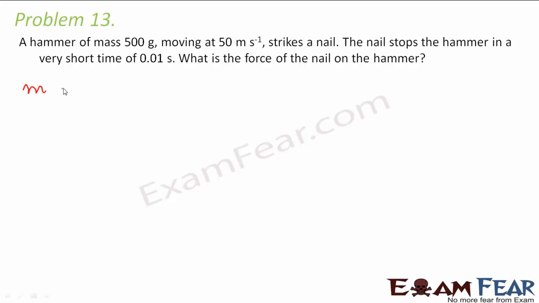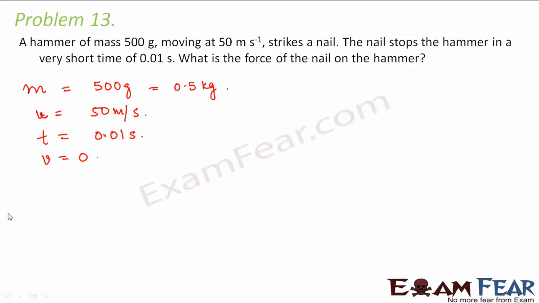So mass of the hammer is given as 500 grams, which is 0.5 kgs. So this hammer was moving with a velocity of 50 meter per second. Right? Now the nail stops the hammer in a very short time of 0.01 seconds. That means within a time period of 0.01 seconds, the hammer is stopped. Correct? That means the final velocity is equal to 0. So this 50 meter per second is nothing but the initial velocity, which is denoted by u. So from this, we have to calculate the force of the nail on the hammer.